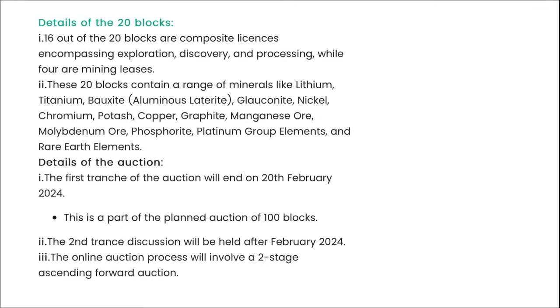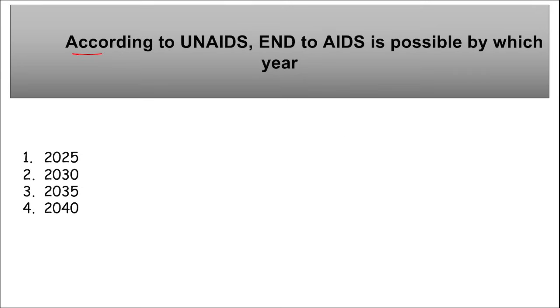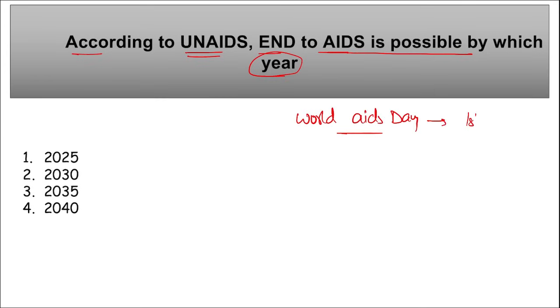Then next, according to UNAIDS, the end of AIDS is possible by which year? First of all, remember, World AIDS Day was recently observed. This day was observed on 1st of December, right? And what is AIDS? AIDS stands for Acquired Immunodeficiency Syndrome. It is spread by the HIV virus. HIV stands for Human Immunodeficiency Virus, correct?